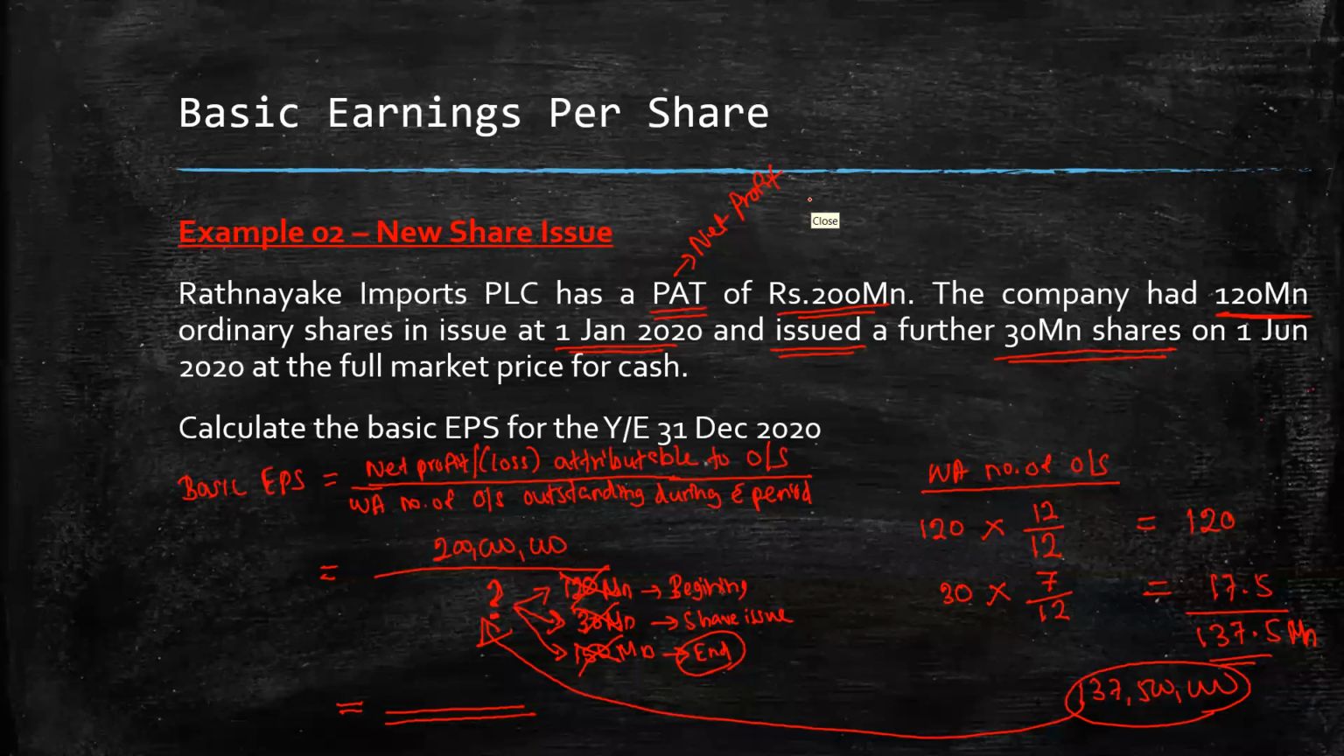1.45, right? Rupees 1.45. Always have the currency. Earnings per share. Earnings per share means that if we invest in one share, this is the profit we can get. Okay, rupees 1.45, correct.